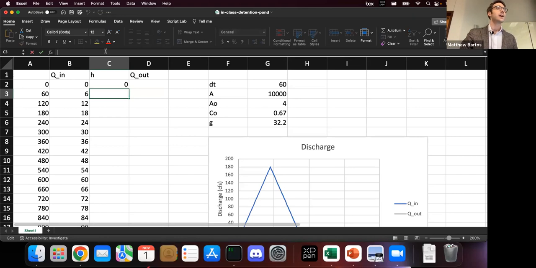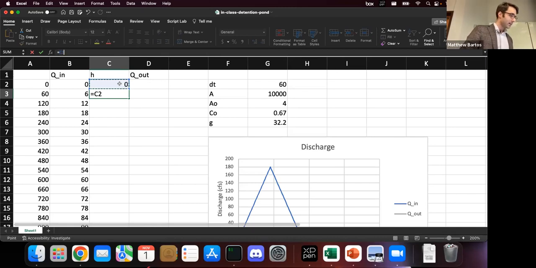Okay, so we have that our depth at time step 1 is equal to, what's the first term? So we had that h at t plus delta t is equal to h at t plus delta t over A times Q in minus Q out, right? So what's the first term going to be in terms of the cells that I need to select? We're selecting H at the previous time step. Yeah, so we need to select this cell. So that's our H at the previous time step.